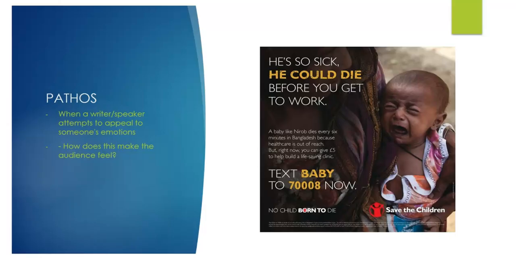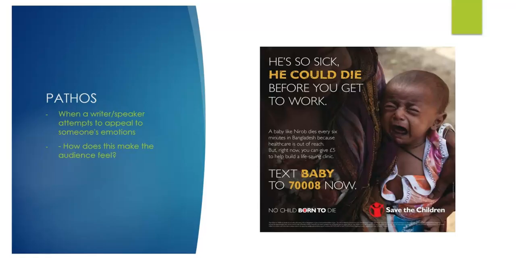And the last rhetorical appeal that we are going to look at is pathos, and that is when a writer or a speaker attempts to appeal to someone's emotions. One question that you can ask yourself when you are trying to identify if someone is using pathos is, how does this make the audience feel? Are you eliciting an emotional reaction from your audience whenever you are writing or creating this ad, designing whatever this thing may be?